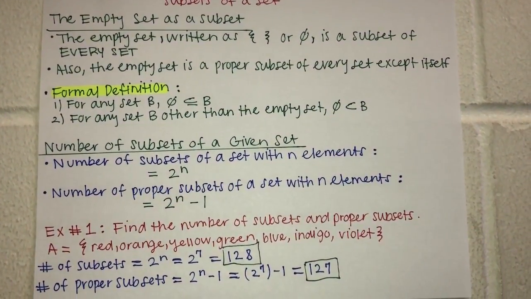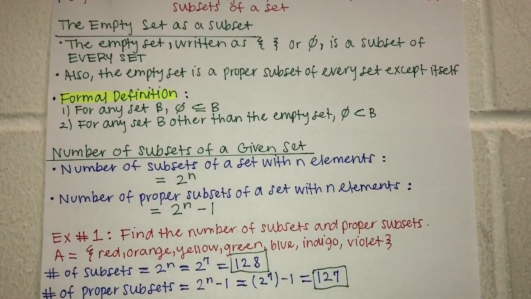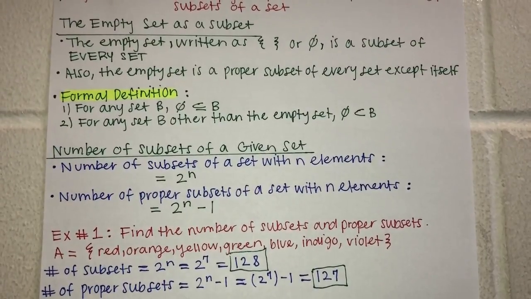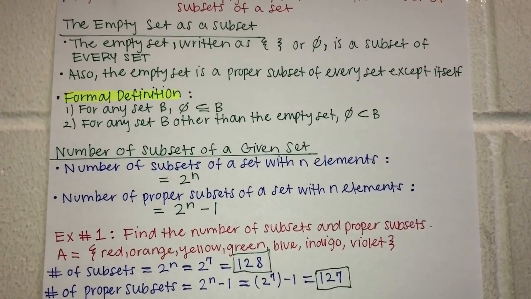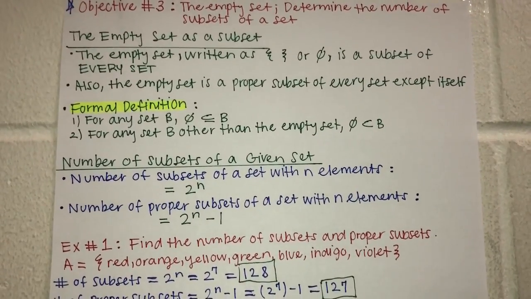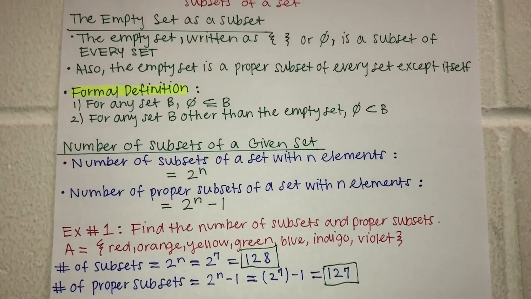The number of subsets of a given set. The number of subsets of a set with n elements can be found using the equation 2 raised to the n. The number of proper subsets of a set with n elements can be found by using the equation 2 raised to the n, minus 1.